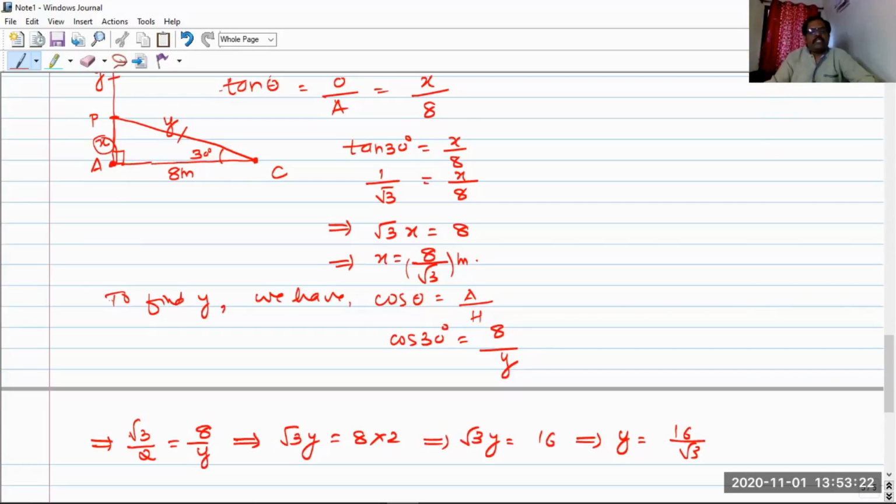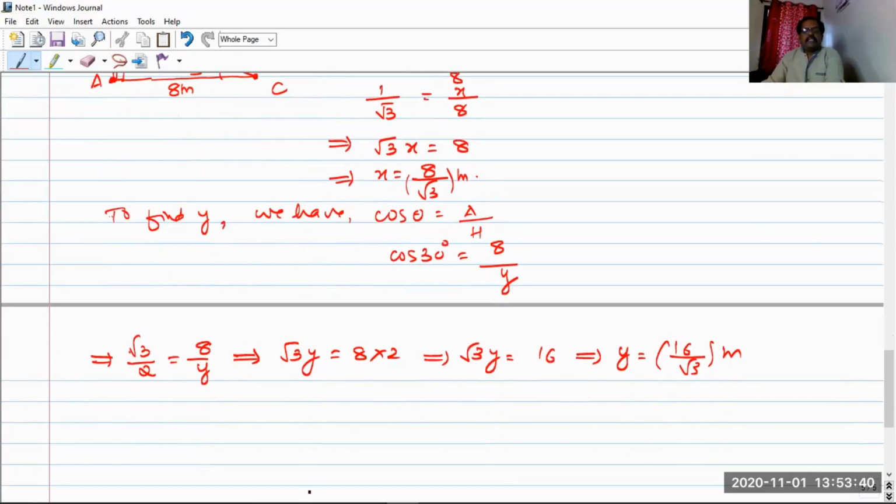Now we need to find the height of the tree. What is the height of the tree? Here I can write this y is nothing but the height of the broken part of the tree, right? This is the broken part of the tree. I denote it as y equal to 16 by root 3 meters.